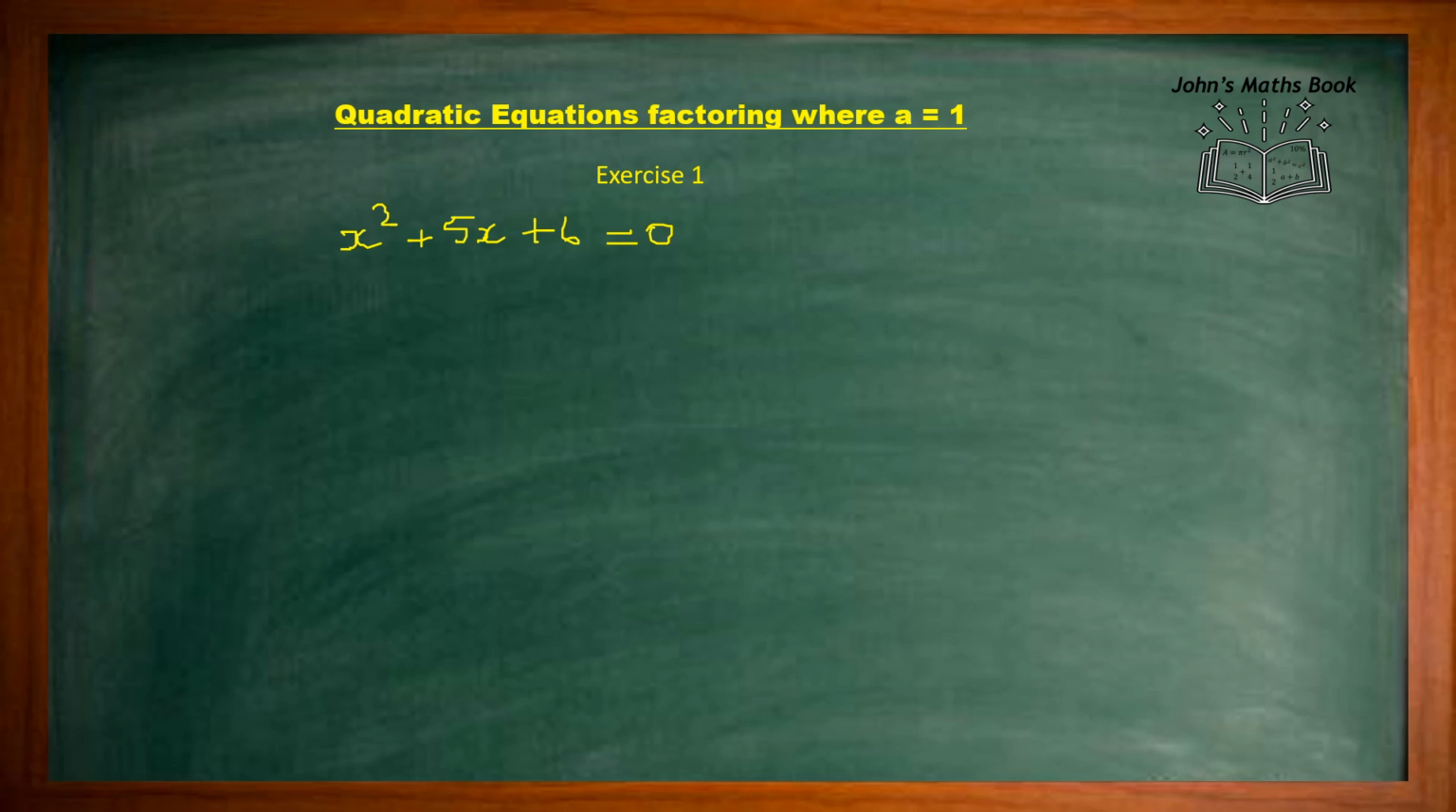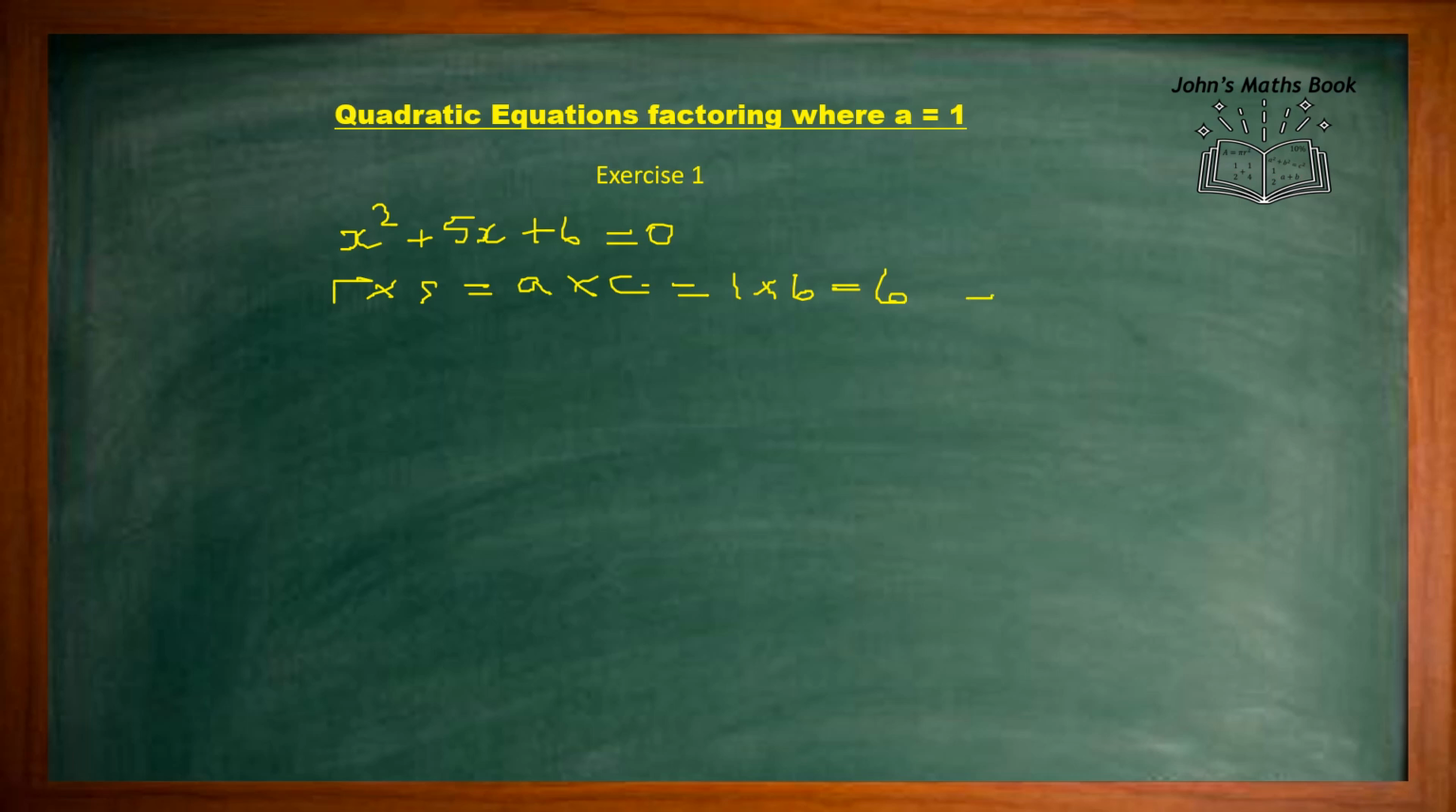So hopefully you got the answer. What we need to do is to find two numbers, r and s, which when multiplied together are the same as a times c. In our case, a is 1 because it's the coefficient of the x squared term, and c is 6. So that equals 6. Let's look at some numbers that multiply together to give 6.